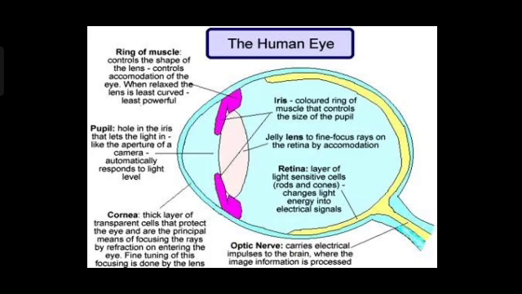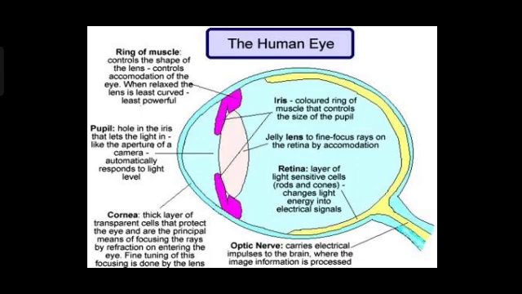Working of the eye. When we look at an object, then light rays coming from the object enter the pupil of the eye and fall on the eye lens. The eye lens is a convex lens, so it converges the light rays and produces a real and inverted image of the object on the retina.